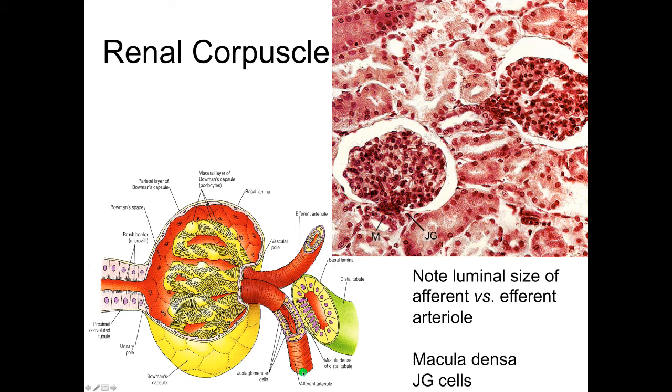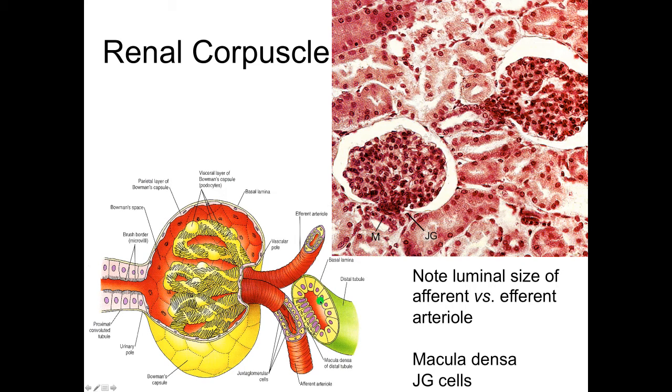This is a diagrammatic view that we've already looked at of the renal corpuscle. So you can see the afferent arteriole entering the corpuscle, branching and ramifying into the glomerular capillaries, and then coming off of the glomerular capillaries, the efferent arteriole. The diagram shows the capillaries covered with podocytes. We'll talk about those in a few minutes.